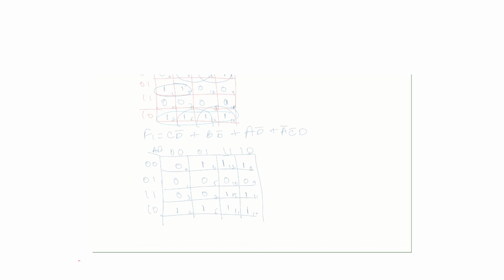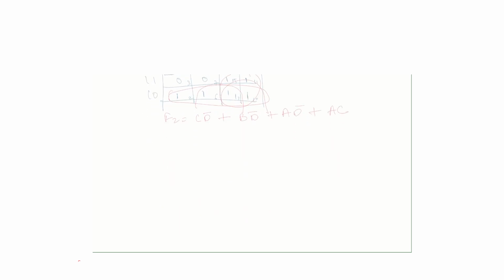So let me circle this. F2 is equal to CD bar plus BD bar plus AD bar like this, plus this will form one more loop which is AC. Now if you want to implement this, let's do the PLA table first.